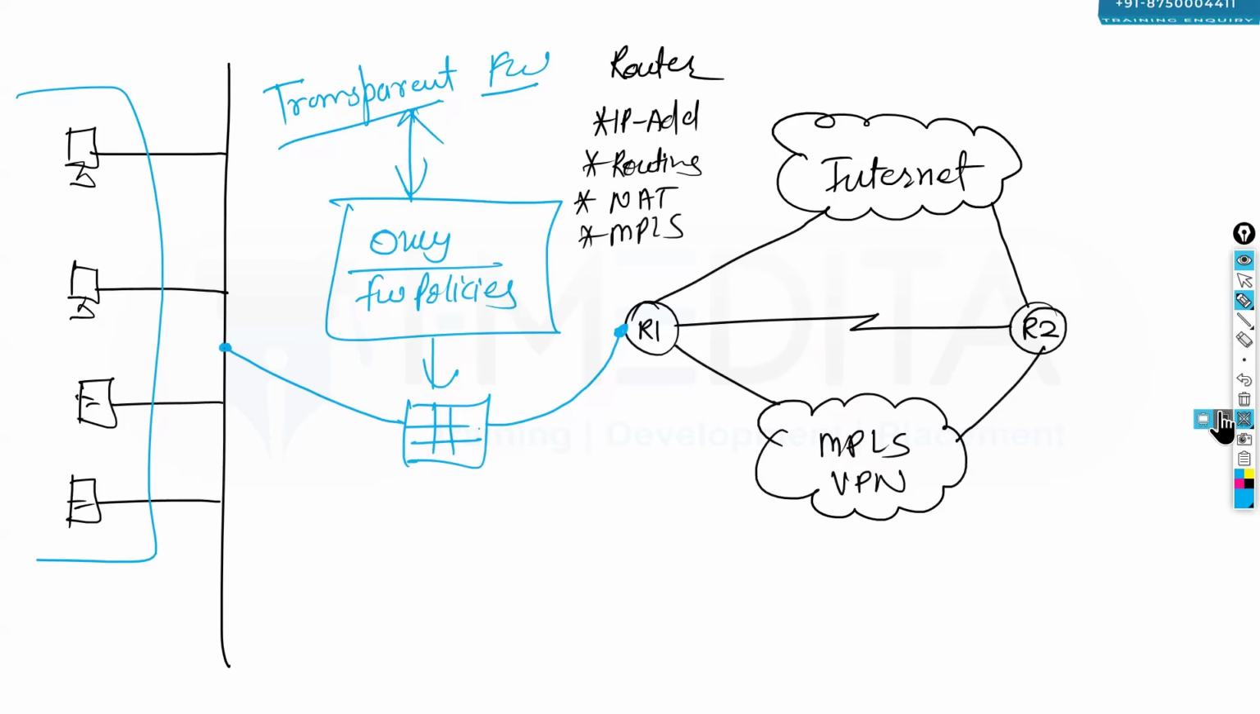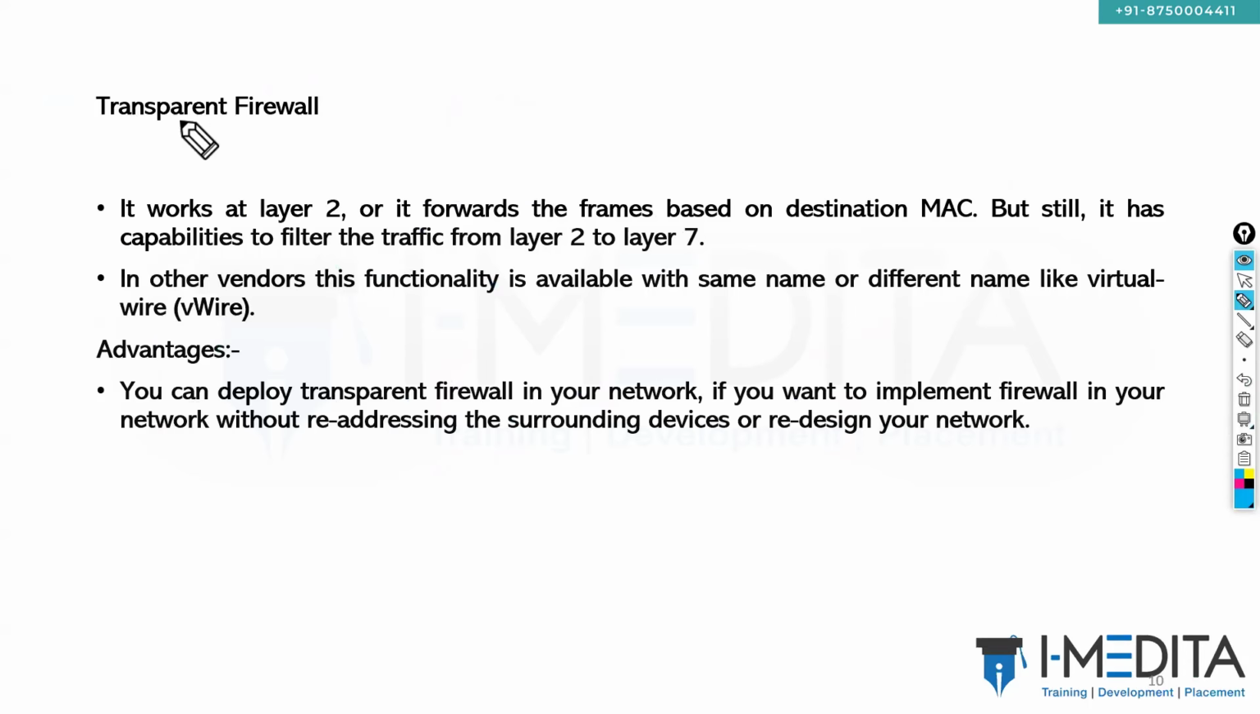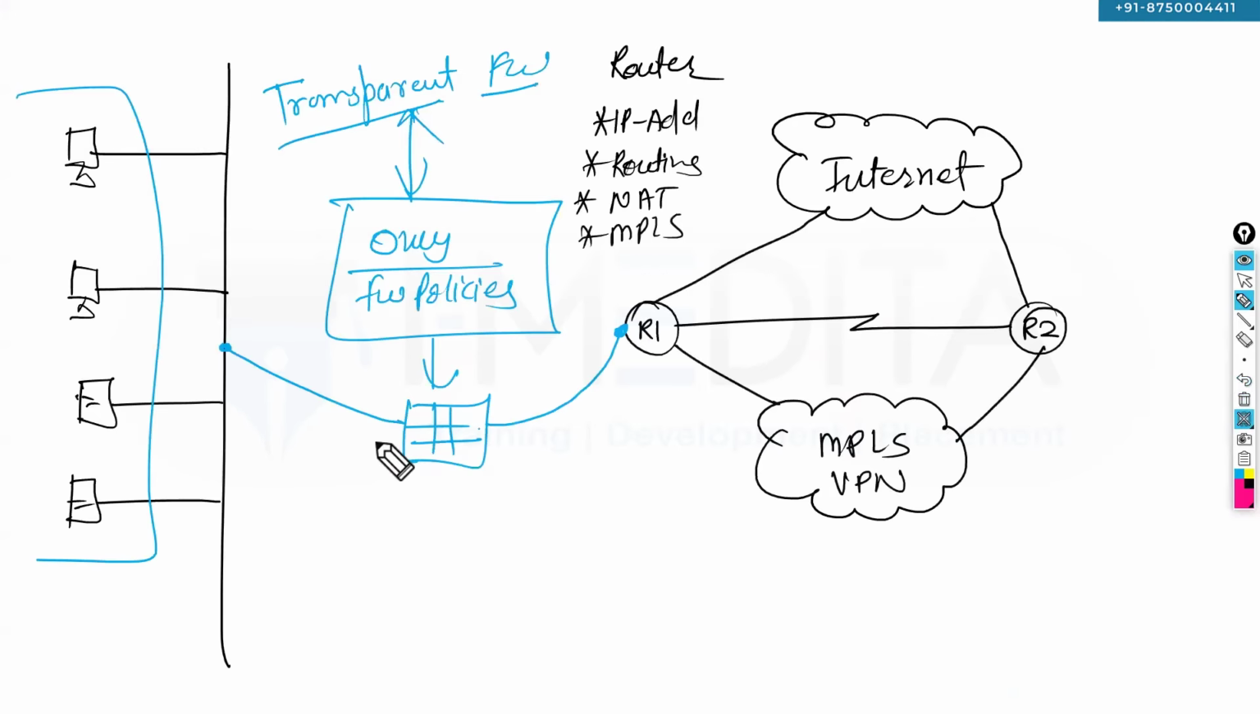Now, you will learn here that a transparent firewall works at layer 2. Yes, it will act like a switch with two interfaces, port number 1 and port number 2. If the traffic arrives at port number 1, it will be forwarded via port number 2.